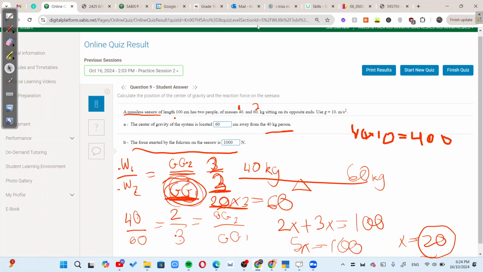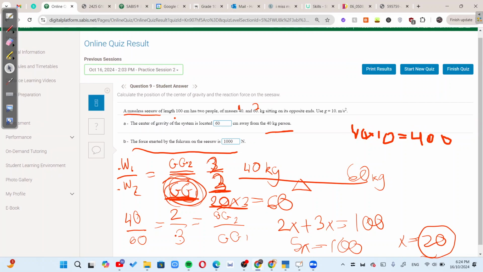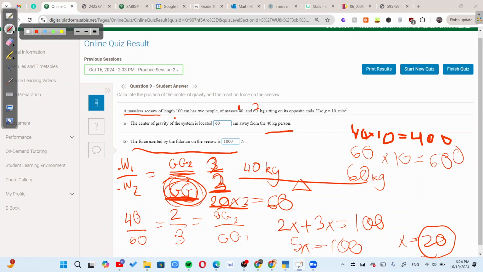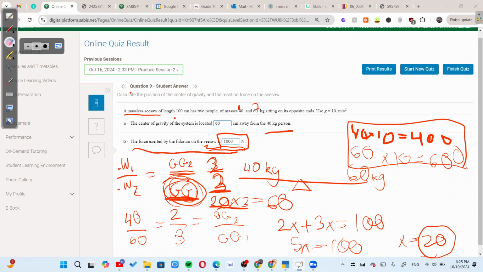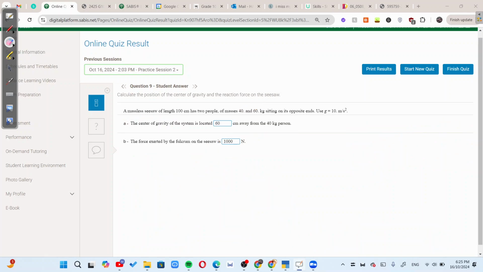Okay, guys, I'm back now. So we have 40 times 10, and we have 60 times 10, which is 600. So 400 plus 600, you're going to get your total force exerted, which is 1,000. If this seesaw had a mass, it wouldn't be 1,000, it would be something different. If it had a mass, you would add the mass, but since it's massless, you don't add the mass for it. This question, I'm going to come back to it at the end since I probably mixed up the people watching.